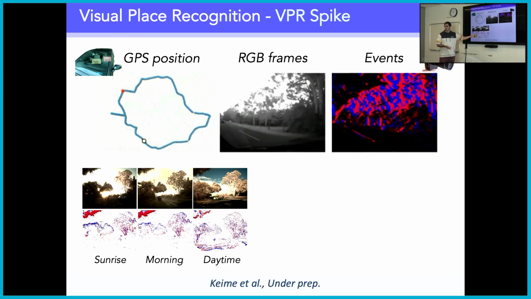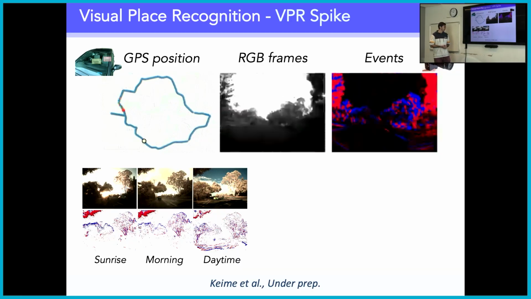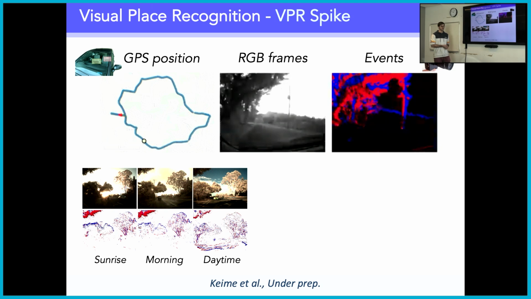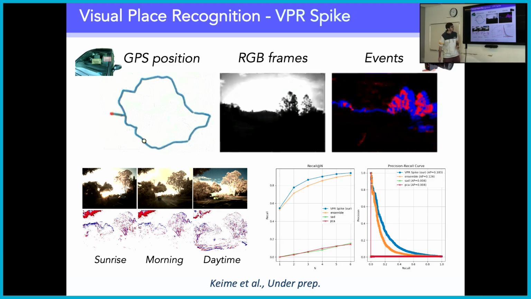Of course, the event data are also changing. And so here the idea is to exploit these event data to process them with a spiking neural network in order to recognize places. So far, this is the recall, the ability of the network on the left, and the precision recall curve. Here, the higher the better, and here the higher the better as well. And so this is the state of the art, and we are a little bit above it.